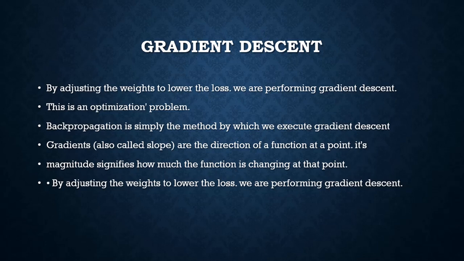Gradient descent relates to the slope. If you have a high variance in the slope, it will keep adjusting until it reaches a flat slope, a negative descent. By adjusting the weights to lower the loss, we are performing gradient descent. There are also a number of types of gradient descent, and we'll see what they are.